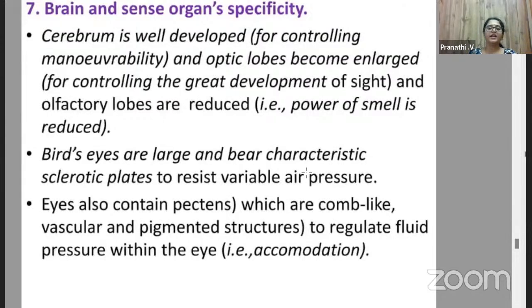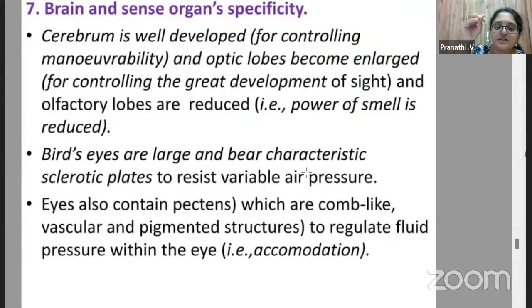And also you have brain and sense organ which is involved, that is the cerebrum. See, the cerebrum is the part of the brain which provides the balance in the body. So this is extremely developed, and there is good development of optic lobes also, and the olfactory lobes are a little reduced. So these are all the different kinds of physiological adaptations that are present.